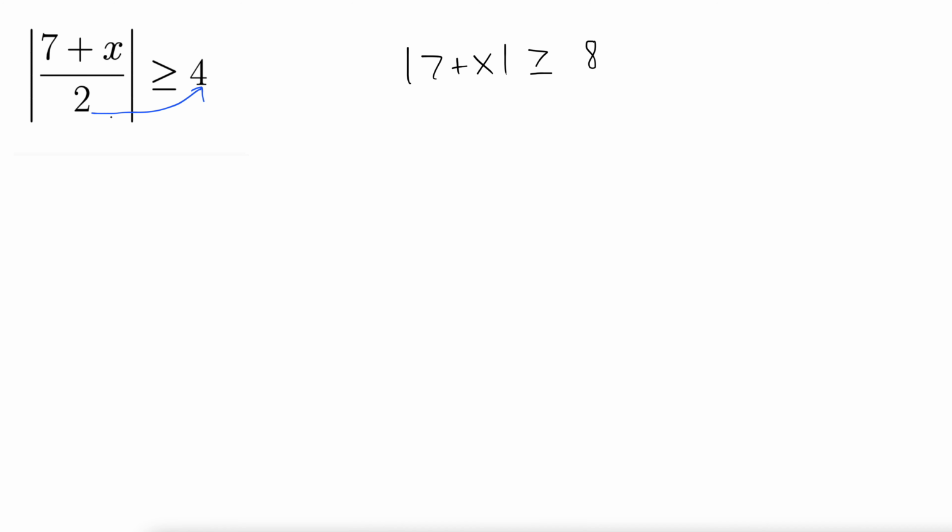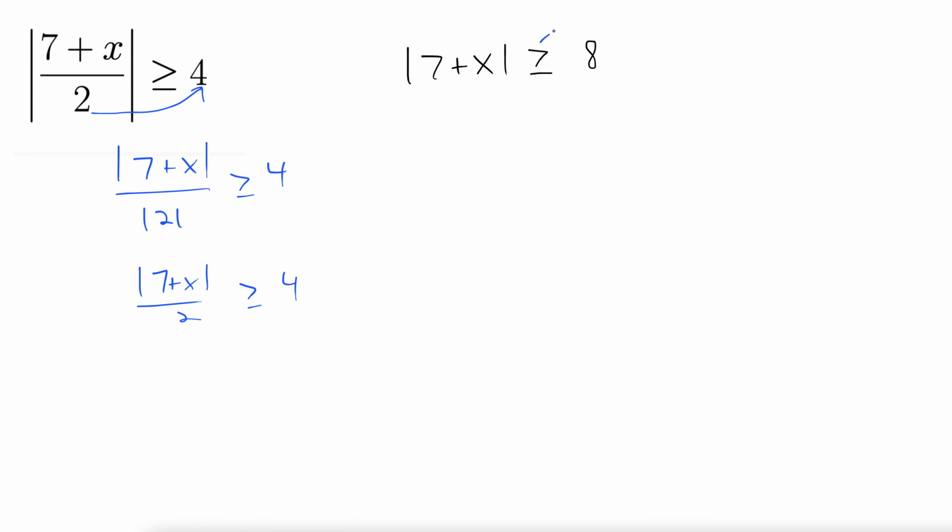Now, why can we do this? Well, that was pretty brazen there to just jump in like that, so let's talk a little bit more about it. We can break up absolute values like this, and then the absolute value of 2 is just 2. So that indeed gives us that, and then multiply both sides by 2. That's how we get our absolute value of 7 plus x greater than or equal to 8.